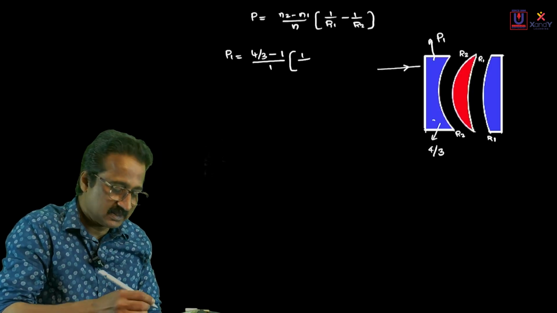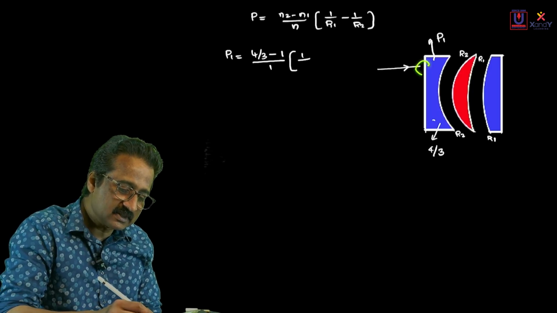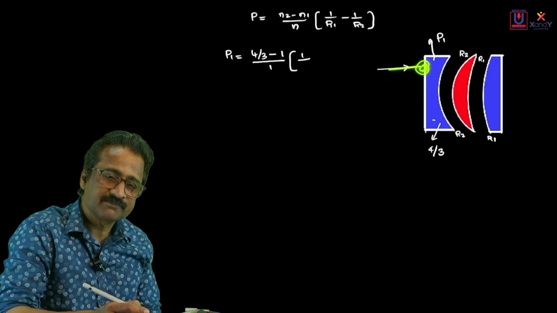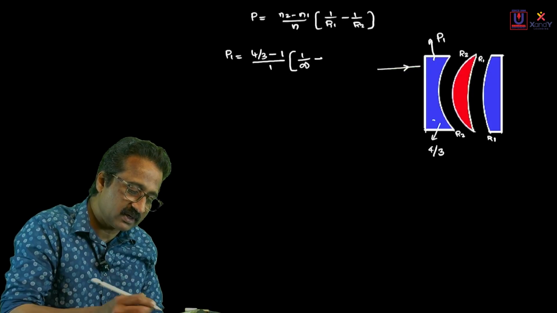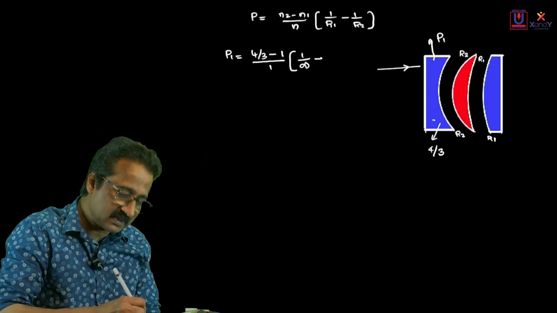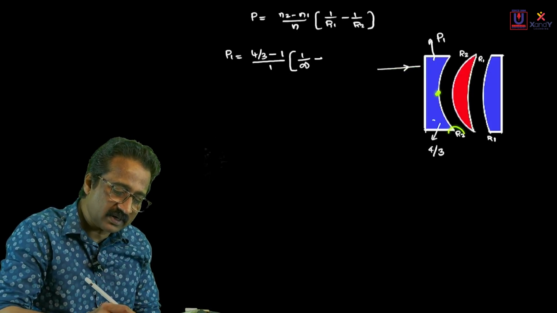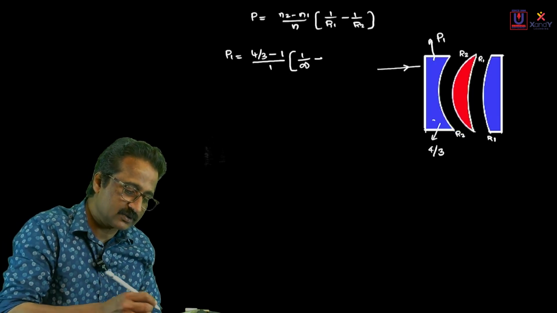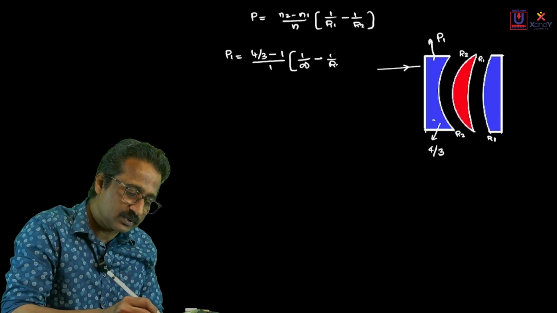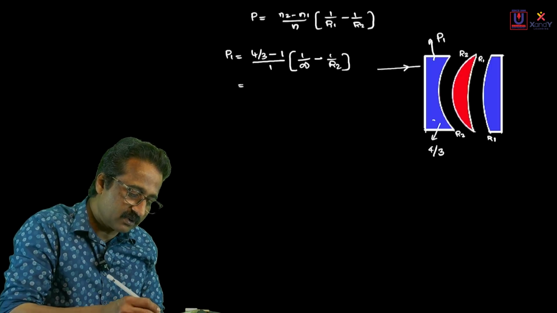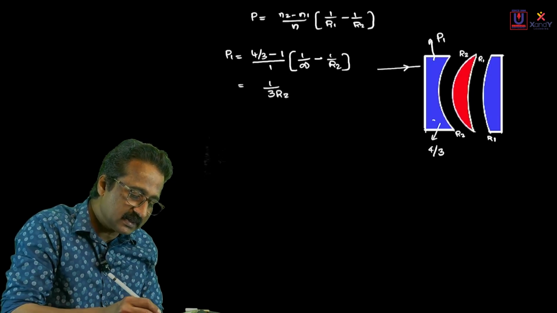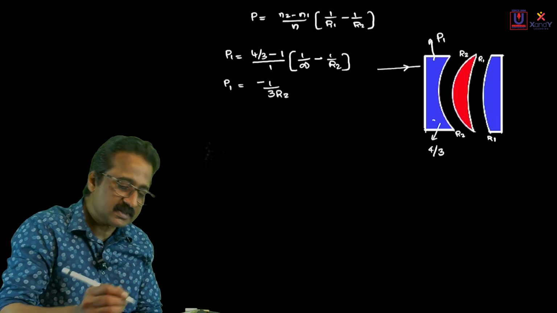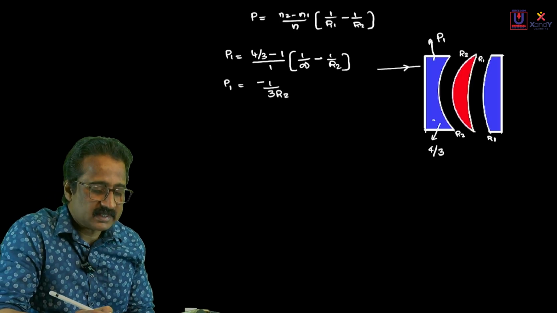So in that way, (4 by 3 minus 1) divided by 1, that into 1 by first radius. See, for the first lens, this is the first radius. Light hits here first, so that radius is actually infinity. That is what I use here, 1 by infinity, minus. Now the second radius comes, and the second radius is this. This is what we called R2. So it is 1 by R2 then. That is the power of the first lens. 4 by 3 minus 1 is 1 by 3, and 1 by infinity is 0. I have R2, and it is negative because it is a concave lens. That is power P1.